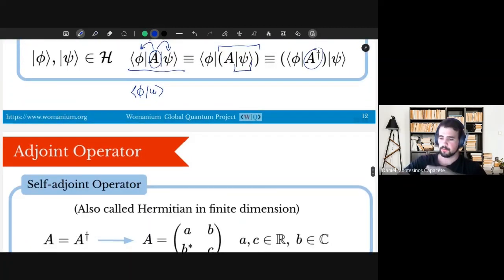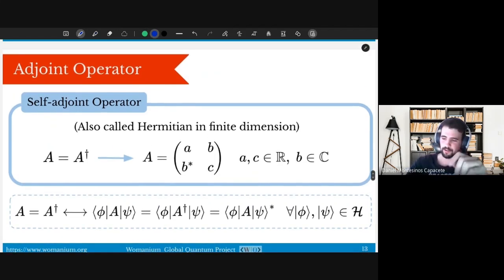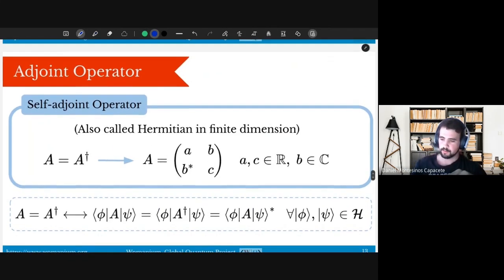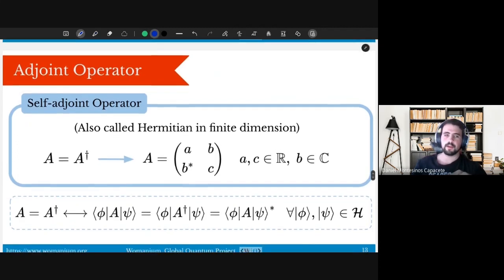Okay, one more remark. So this is an important concept. You have an adjoint operator in general: for every operator, you will be able to define your adjoint operator, right? But there might be a special operator that satisfies certain properties, and in this case, if an operator satisfies this property, it will be called a self-adjoint operator or also Hermitian operator.